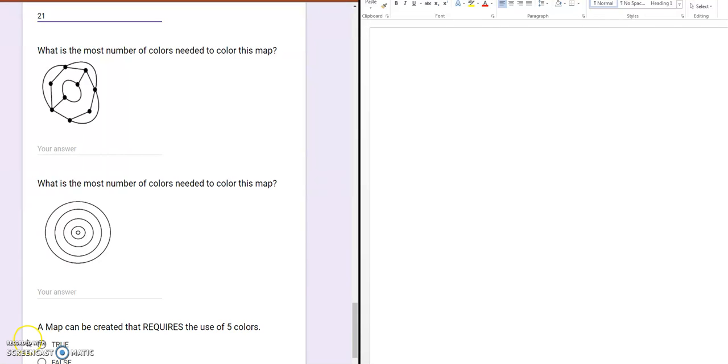Continuing on, this should be the last video. It should be a little bit shorter than the other two. What is the most number of colors needed to color this map?